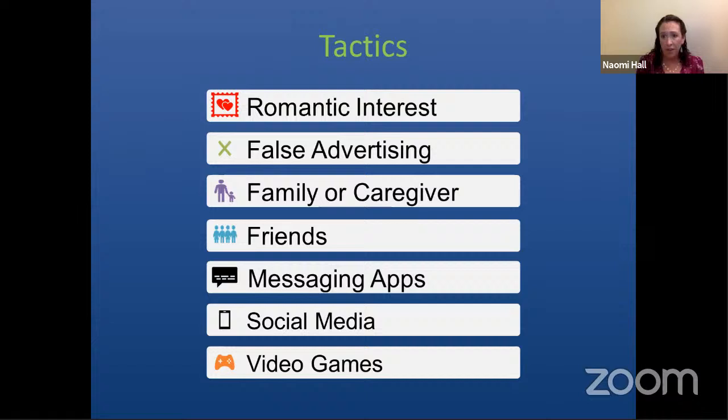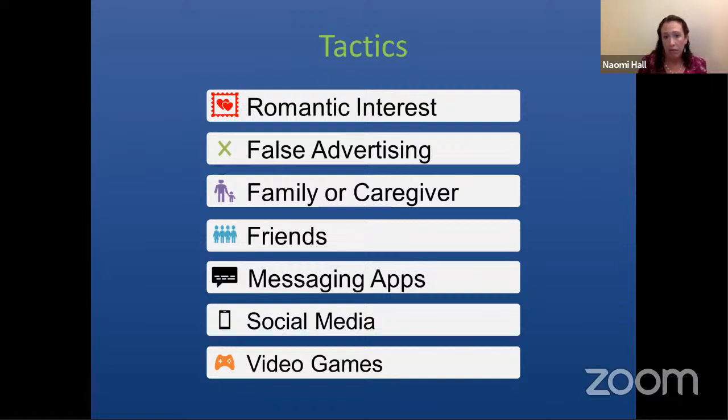Another tactic they use is false advertising. One of the things that I often say is if it sounds too good to be true, it probably is. So advertising for jobs, maybe misrepresenting the terms and conditions of employment, the role, the wages, the educational opportunities. It may sound fantastic and then find out later it's not what it was represented to be.